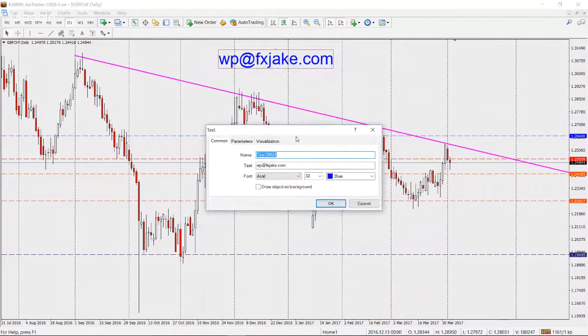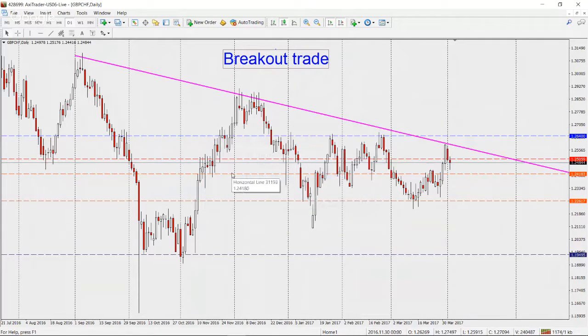So what is the Acapulco trade? Well, the Acapulco trade is actually a breakout. It's a special type of breakout trade. And the way that it works is you've probably heard the concept of a confirmed breakout. Well, that's what an Acapulco trade is. It's just a really quick confirmed breakout.